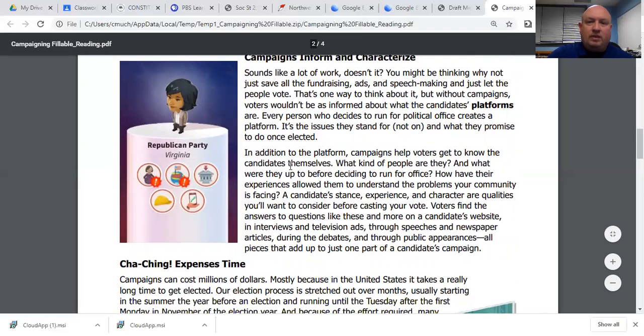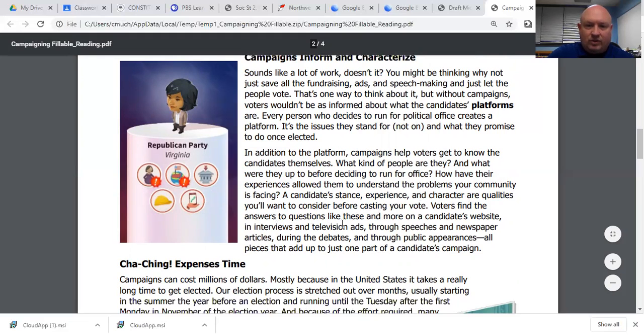In addition to the platform, campaigns help voters get to know the candidates themselves. What kind of people are they, and what were they up to before deciding to run for office? How have their experiences allowed them to understand the problems your community is facing? Candidates' stance, experience, and character are qualities you'll want to consider before casting your vote.